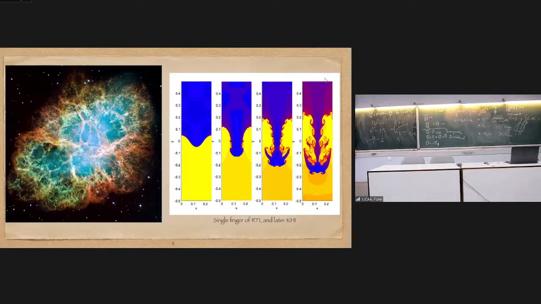Now, a single finger in simulations can be shown, where blue is a denser fluid on top of a lighter fluid. Top is always with respect to gravity. See that the finger is developing. This is a single finger. But as time passes, you see these secondary structures right here.